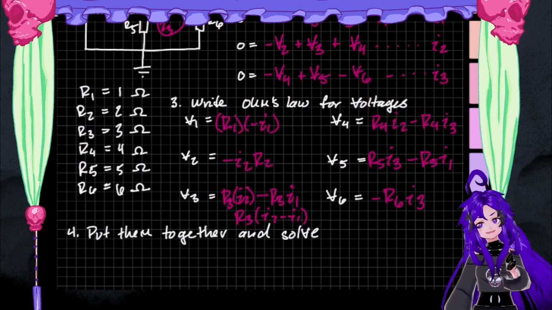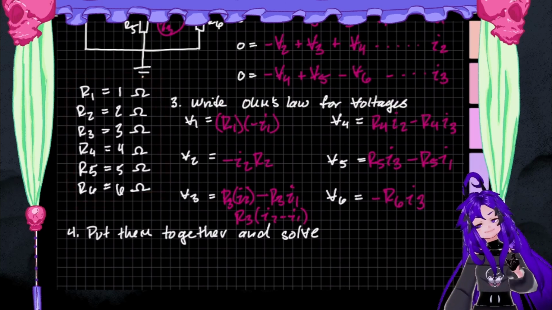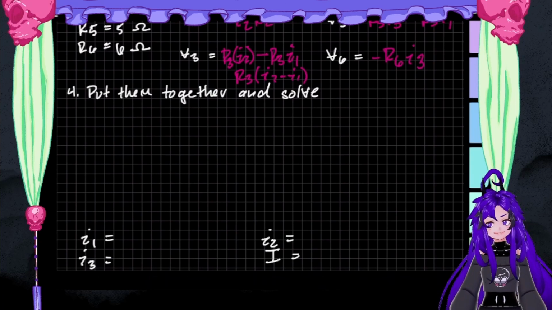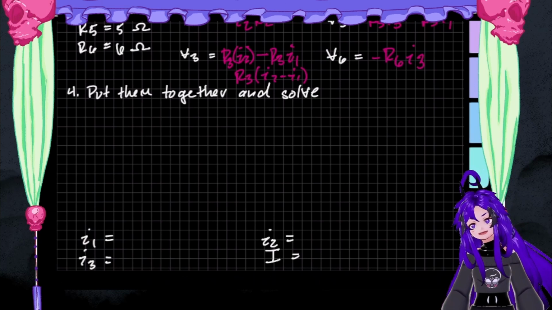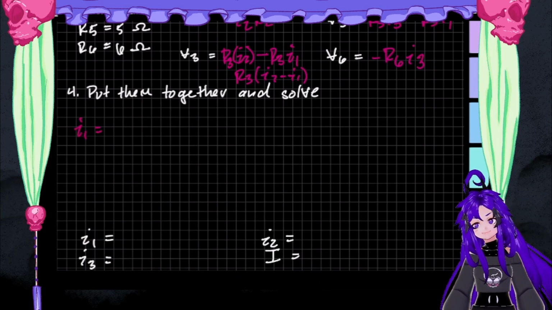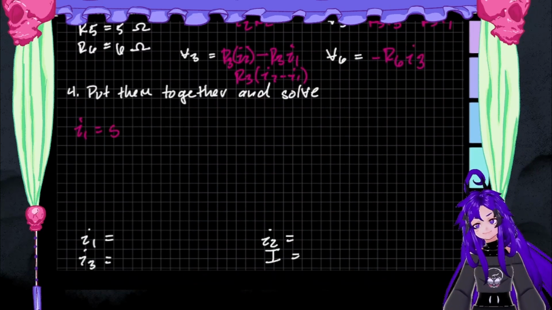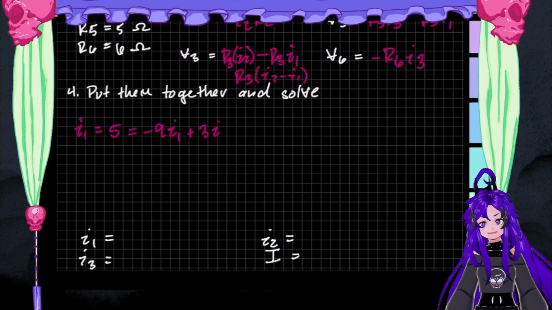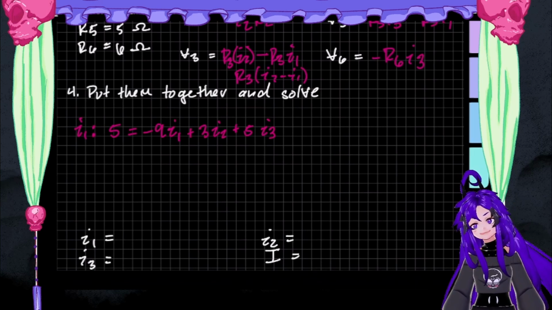And I provided all of the values of the resistors down here. So I encourage you to go through and plug these in yourself and prove that I didn't just get these numbers out of nowhere. But our I1 equation is going to turn out to be 5 equals minus 9 I1 plus 3 I2 plus 5 I3. And, hold on, that's not equals. There we go. That's where these equations came from.